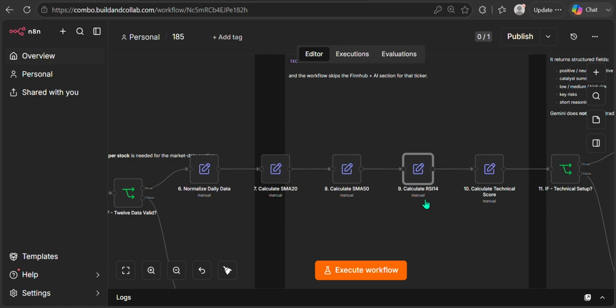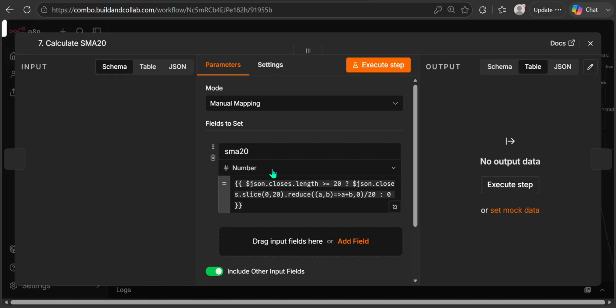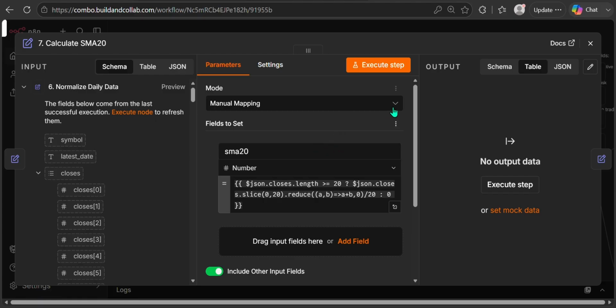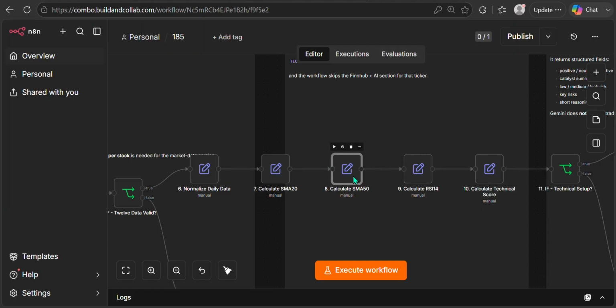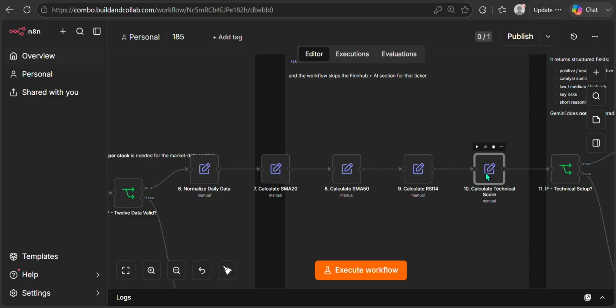Then I calculate the technical score using fixed rules. For example, if the current price is above the 20-day moving average, the stock gets 3 points. If SMA 20 is above SMA 50, it gets another 3 points. If RSI is inside the range I configured, it gets 2 points. And if the daily price change is positive, it gets 1 more point. So the maximum technical score is 9.